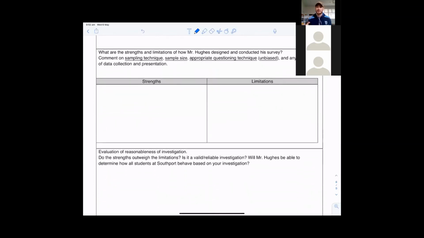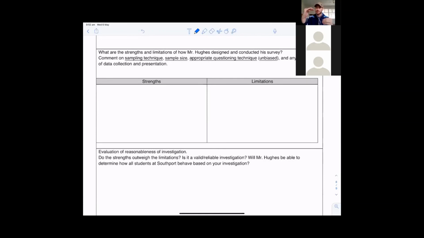Then you have to do your strengths and limitations about how Mr. Hughes conducted the survey. Super important. Strengths and limitations are all about processes, the model, the method, that sort of thing, not things like, oh, I'm not very good at statistics, so I might have made some mistakes. That's a limitation. No, it's not. That just means that you're not fully competent at maths. It means you need to practice your maths, but it's not a limitation of the model.